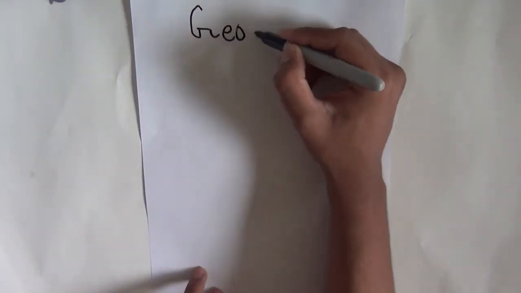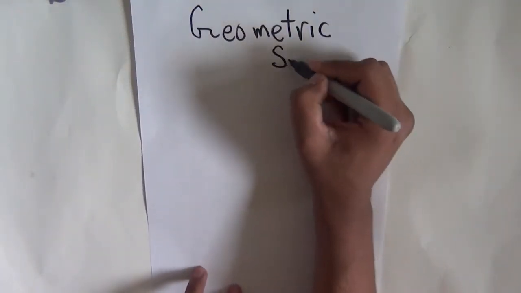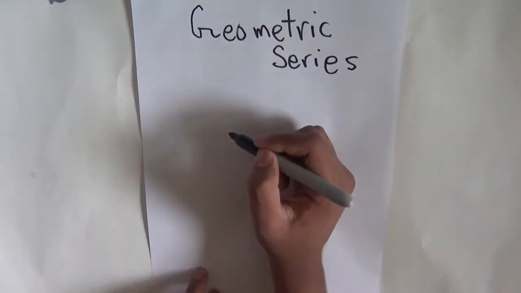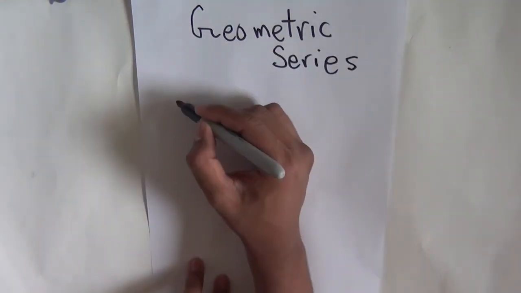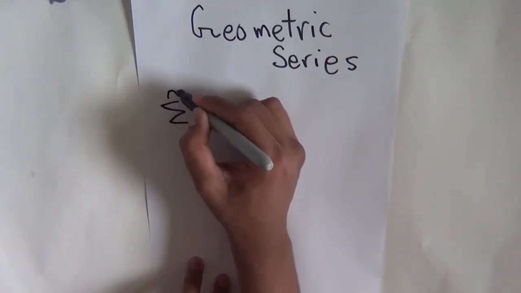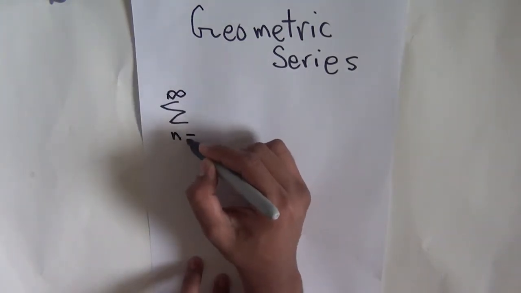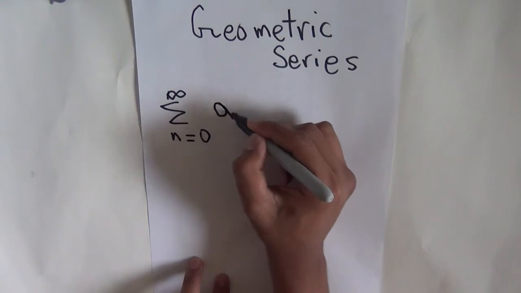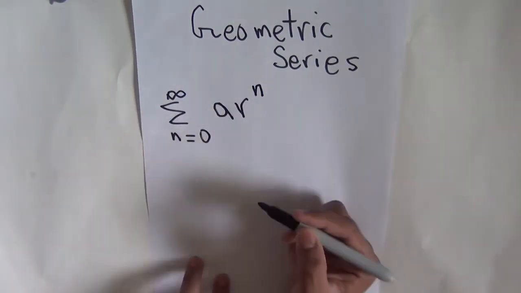Geometric series are one of the easier series to identify. Typically, they're in the multiple choice section of the AP test. So let's get started. They are easily identifiable because they typically follow this format, a r to the power of n.